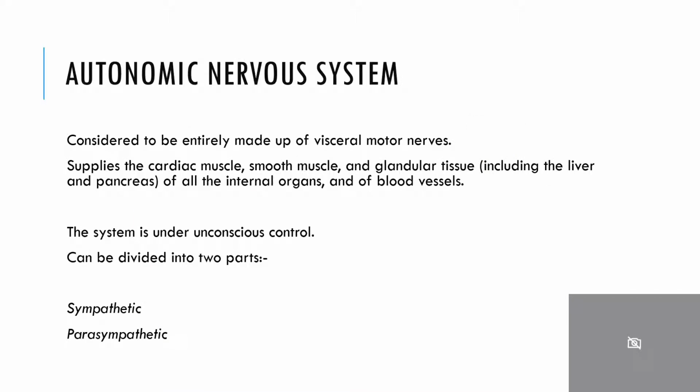The autonomic nervous system is considered to be entirely made up of visceral motor nerves. It supplies the cardiac muscle, smooth muscle, and glandular tissue. It includes the liver and pancreas, of all the internal organs, and of blood vessels. The system is under unconscious control. It can be divided into two parts, the sympathetic and the parasympathetic.